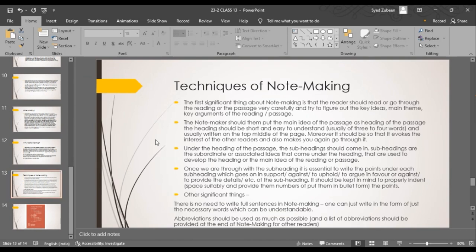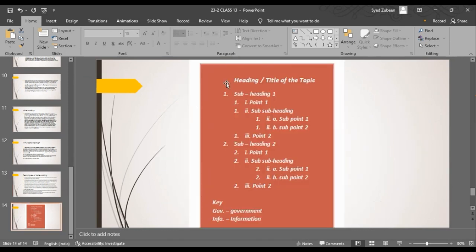Yes, sorry. So under the heading of the passage, the subheadings should come in. Subheadings are the subordinate or associated ideas that come under the heading, that are used to develop the heading or the main idea of the reading or passage. So we have the main heading, what the article or material is about. Then we divide that material into different points. We have 2 points right here, and within the first point we have 2 more points, and the second point, sorry, it should be 1, 2 and 3, and within this point we have further subheadings. All right.